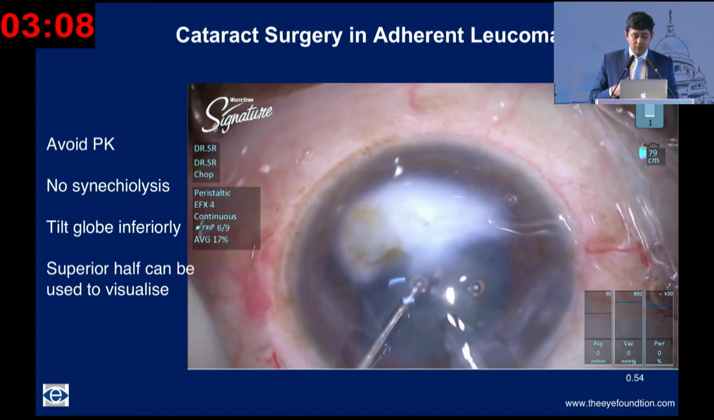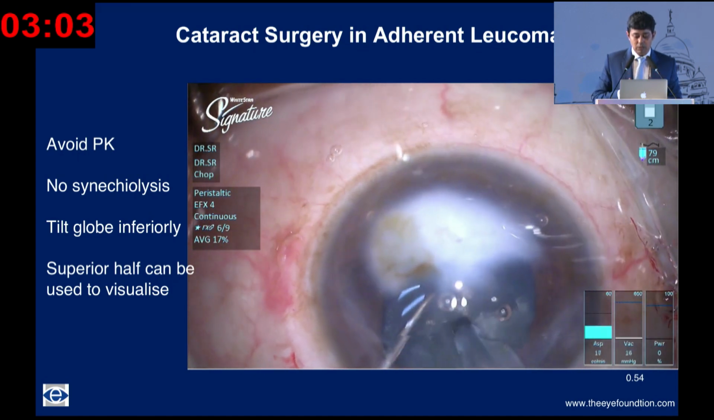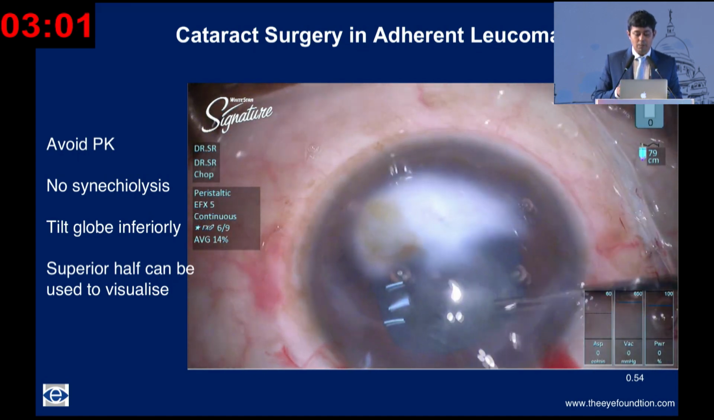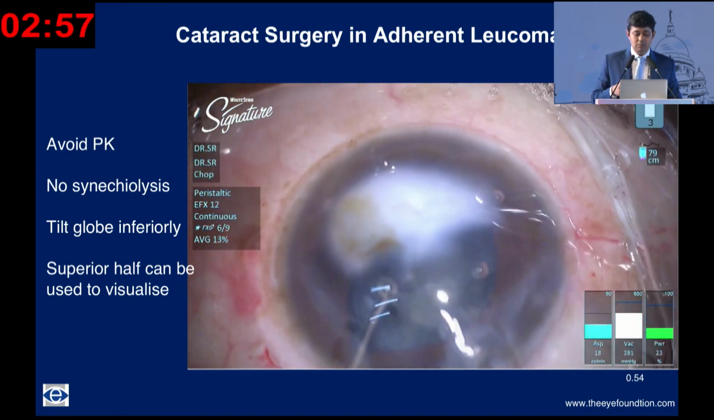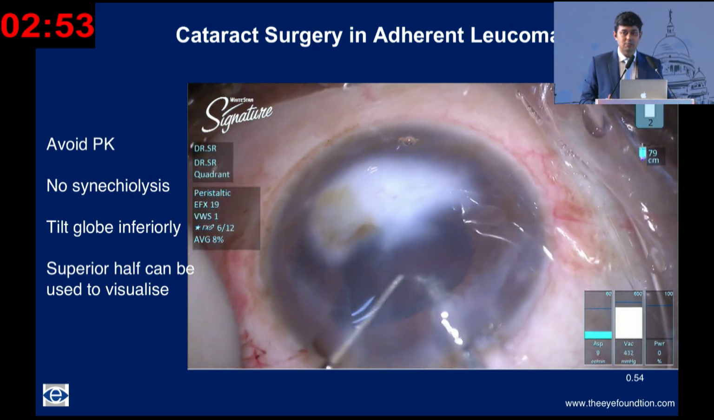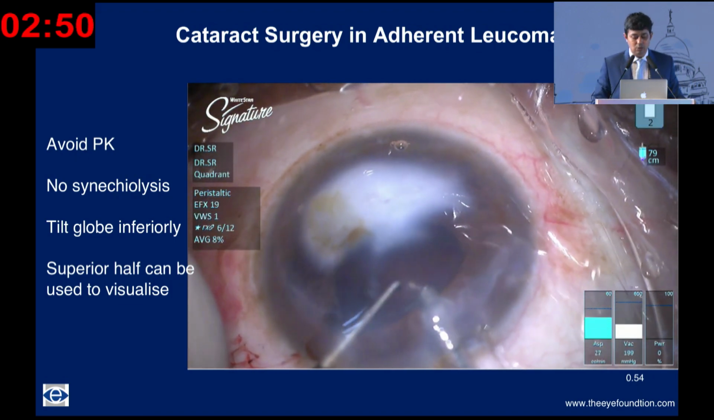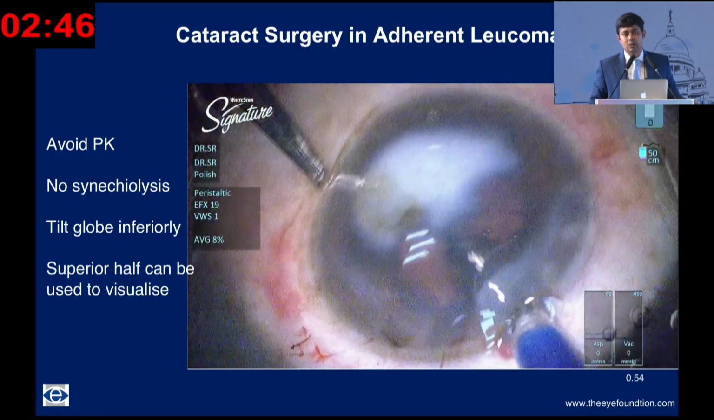So basically what we are doing is tilting the globe away. I'm using a superior incision, tilting the globe downwards, doing just simple chopping maneuvers. Each time I chop, rotate the nucleus, bring it into the area of visibility, chop again, and then emulsify. So the inferior half may not be visualized, but the superior half can be visualized, and you can do a safe phacoemulsification by tilting the globe downwards, and then keep an IOL in place.